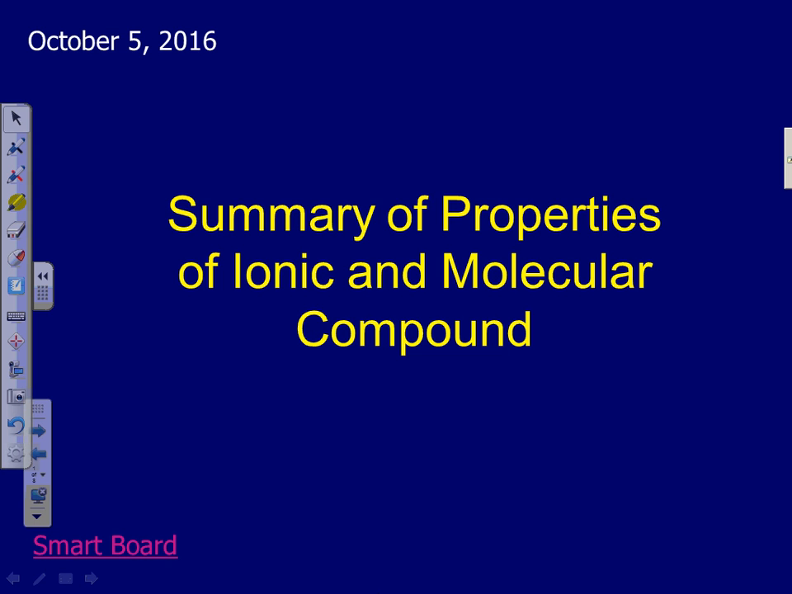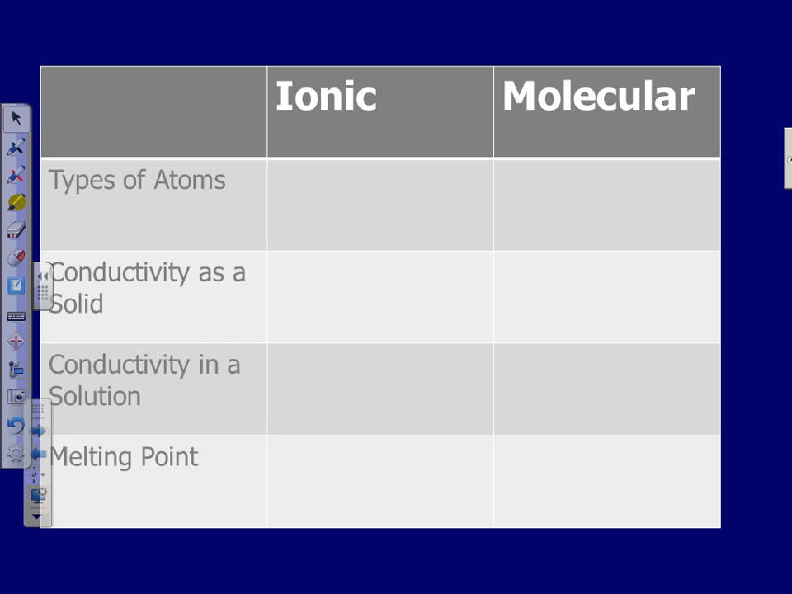And I noticed that in many of your observations. So I just want to write a summary for what I need you to know are the properties of ionic compounds versus molecular compounds. So my next slide here is just a simple chart. Ionic, molecular, the types of atoms we have in there, the conductivity as a solid, the conductivity in solution when it's dissolved, and then the melting point. So this is going to be our official information that you will use to study. I do want you to write this down.